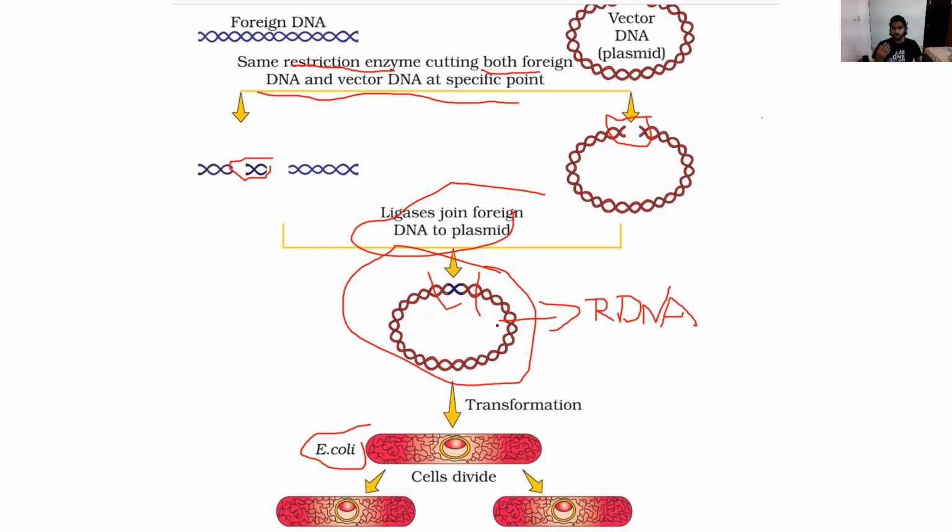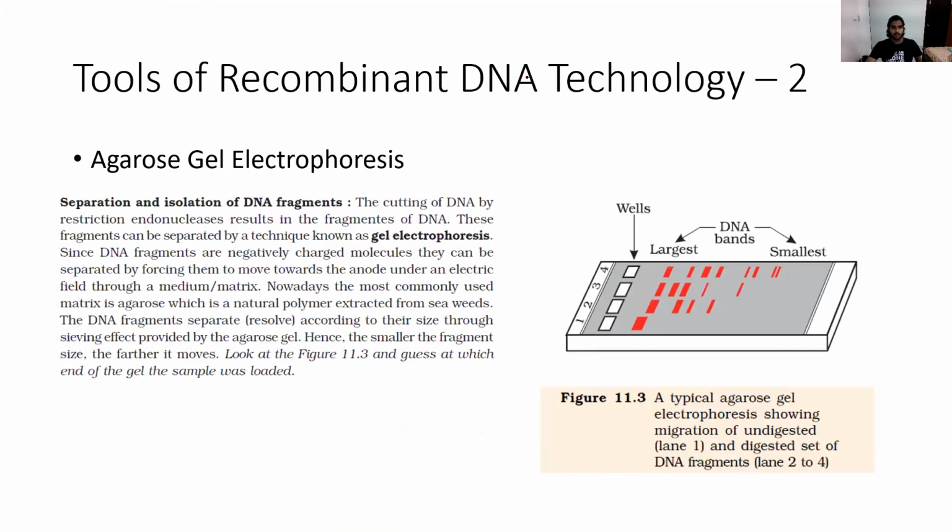So with this, I'd like to conclude this lecture on the first tool, which is recombinant DNA technology. And in the next lecture, we'll start looking at the second tool of recombinant DNA technology, which is agarose gel electrophoresis. Thank you for listening, and bye.